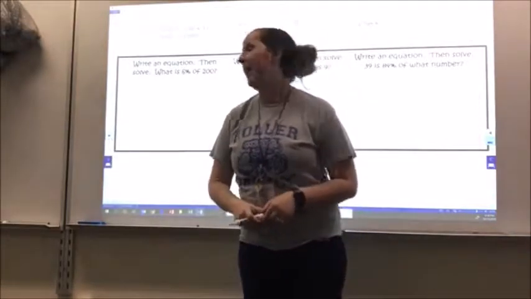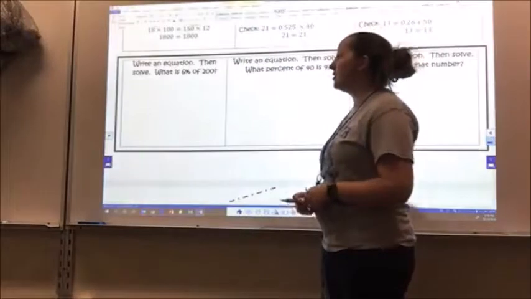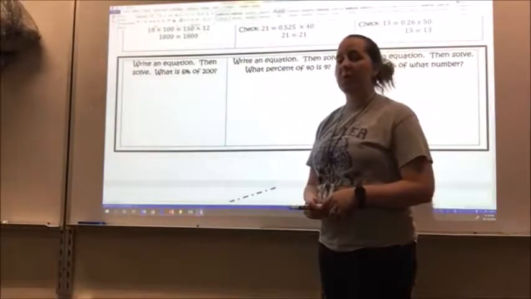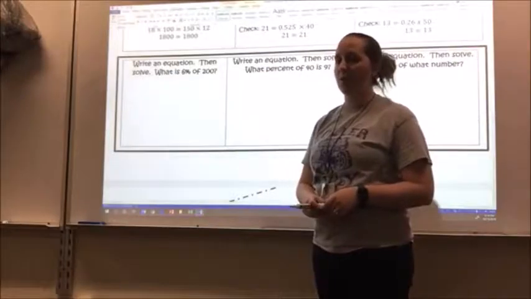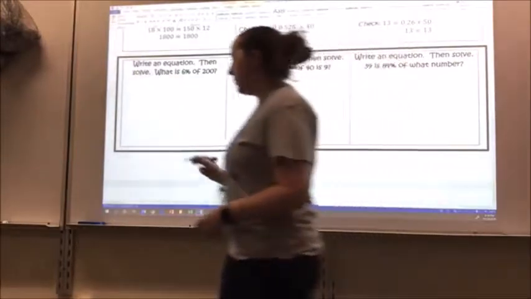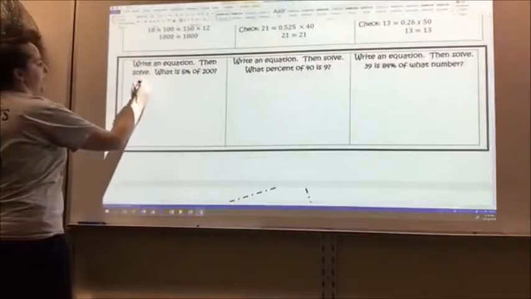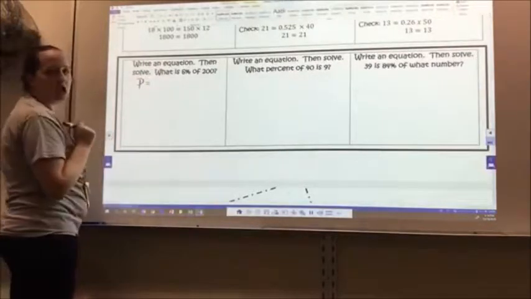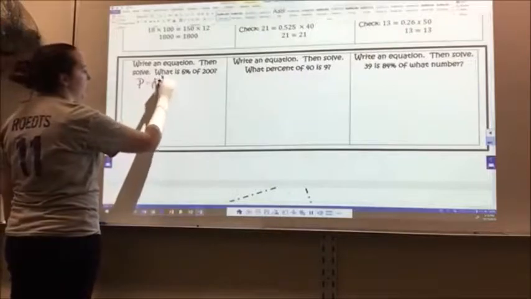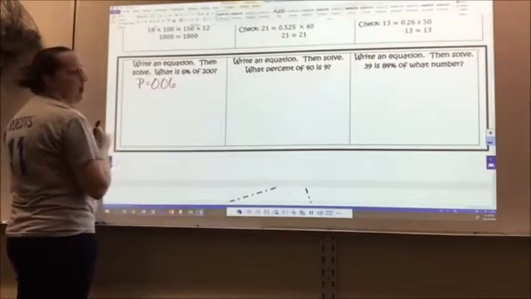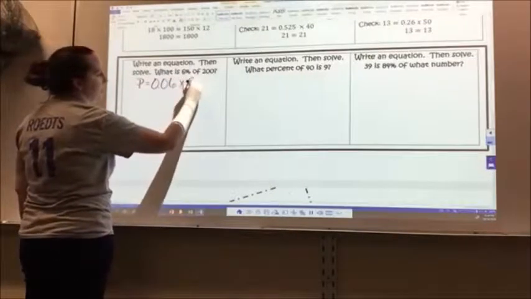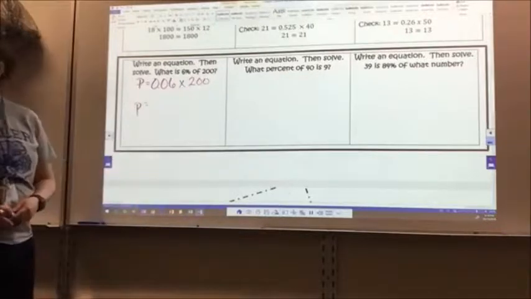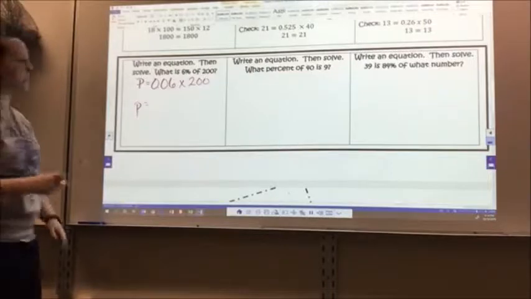So the first one I have is write an equation, then solve. What is 6% of 200? So am I missing the part, the percent, or the whole? Right, I'm missing the part. So P for part, is means equals, 6%. I need to change to a decimal, which is 0.06. Of means multiply, 200. 0.06 times 200 gives me 12.